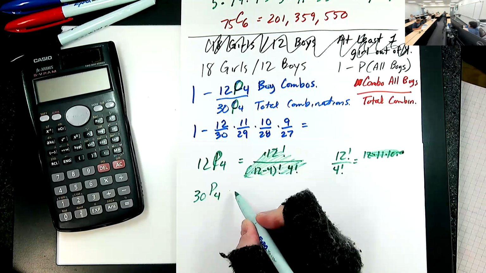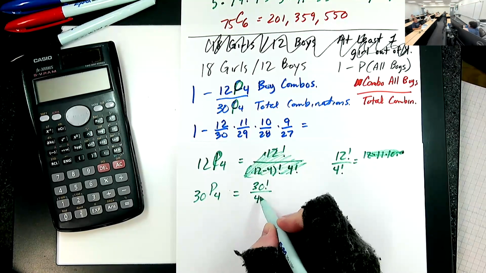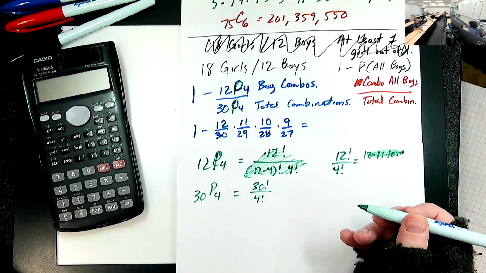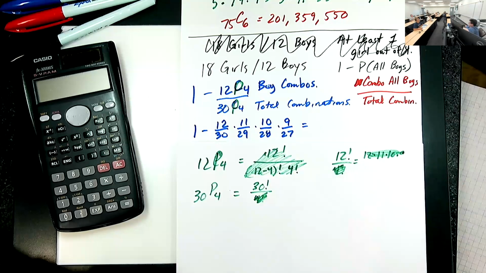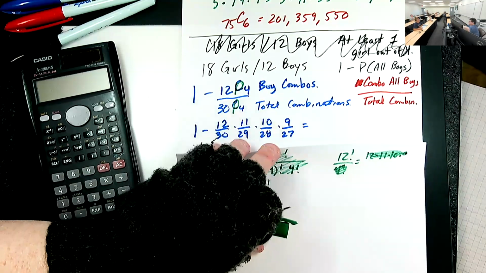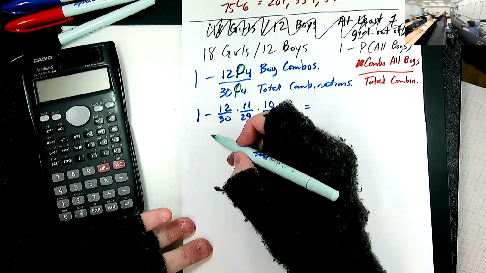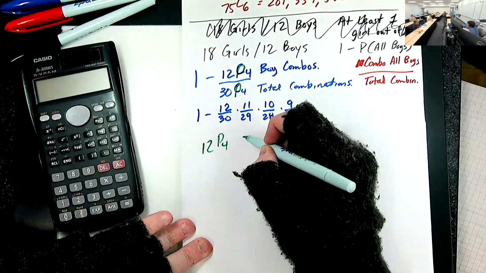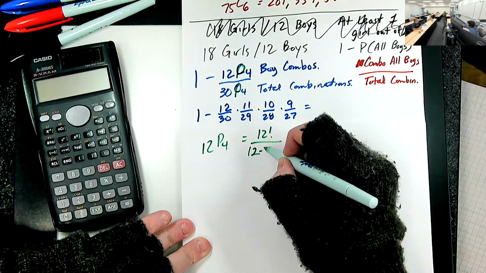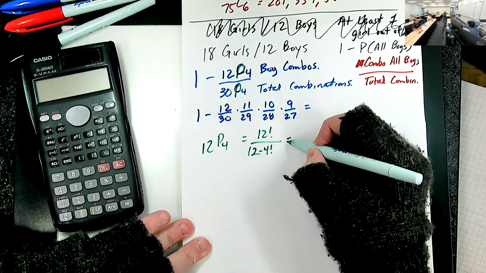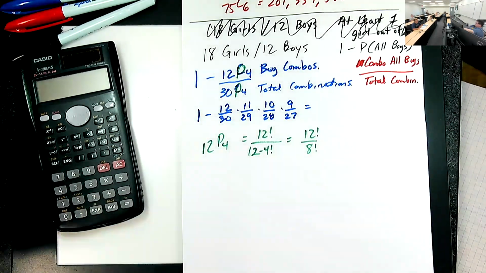30P4 is 30 factorial over 4 factorial. What am I doing? It is not. I'm just tanking it today. Let's try this again. 12P4 is 12 factorial over (12 minus 4) factorial, over 8 factorial. There we go.